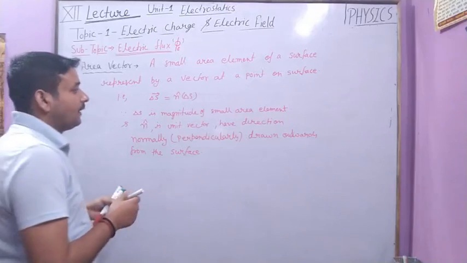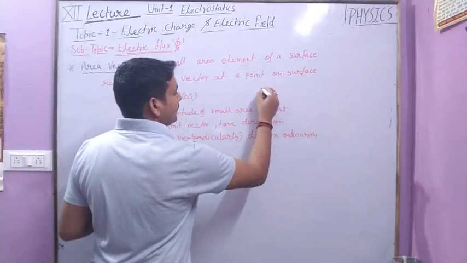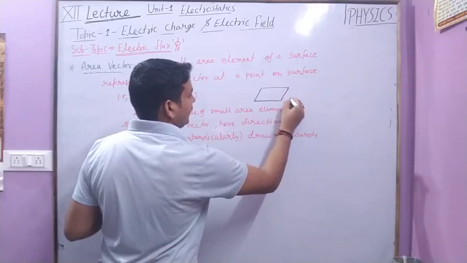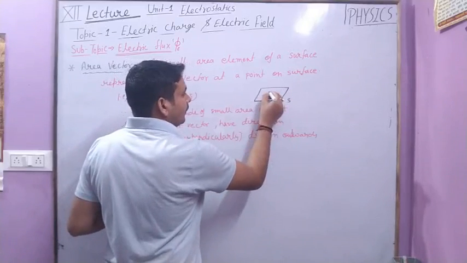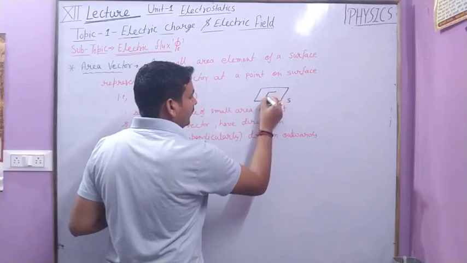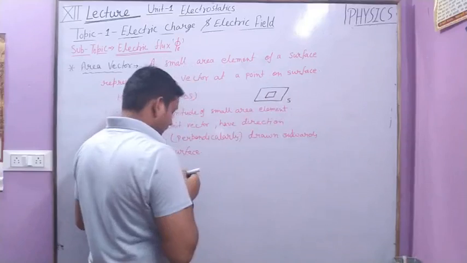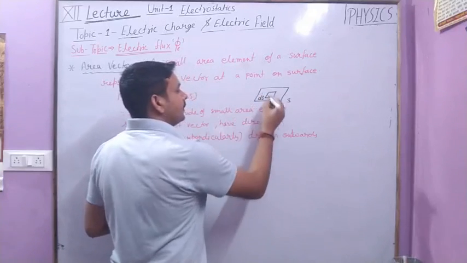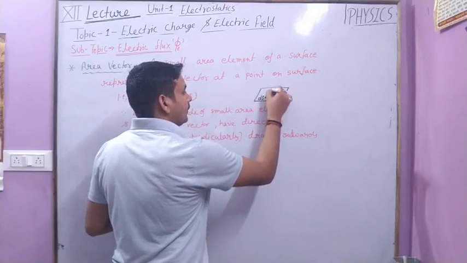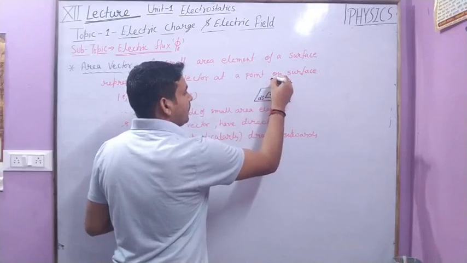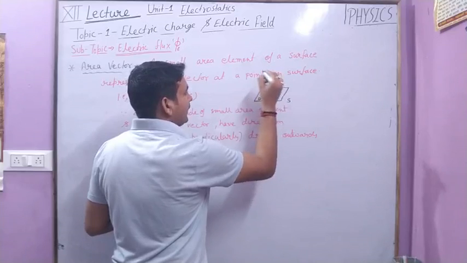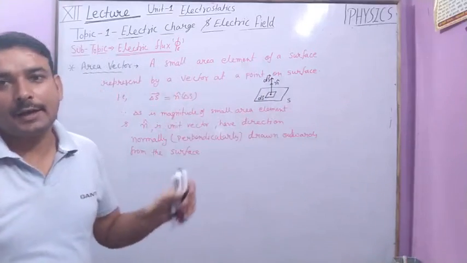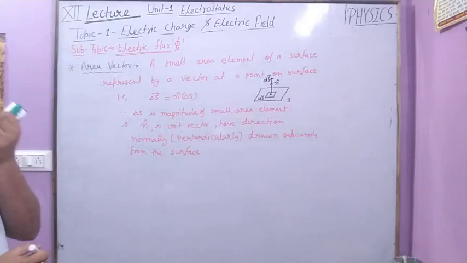And we can represent it as follows. Suppose we have a surface of area S. In that surface, let's say this is the small area dS, for which the line drawn gives the direction of the area vector at that point, with a unit vector or directional vector. This is actually the area vector.